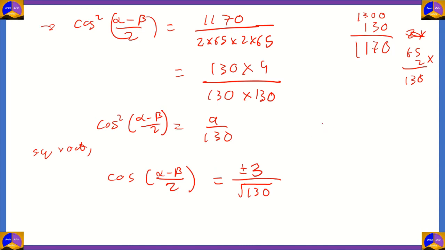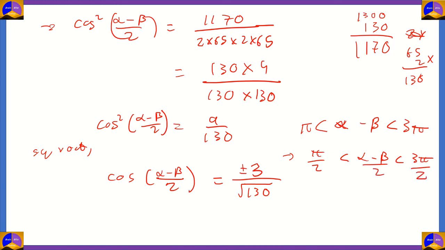Now, that is where this comes to help. So it says, the relation of the angle says that pi is less than alpha minus beta, which is less than 3 pi. So from pi to 3 pi, what essentially happens is that alpha minus beta is negative. Now, to put more perspective into this, let's divide everything by 2. So pi by 2 is less than alpha minus beta by 2, less than 3 pi by 2. So cos in the second quadrant is negative. Cos in the third quadrant is also negative.